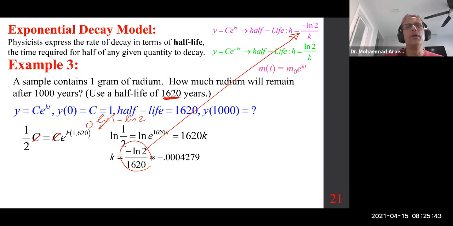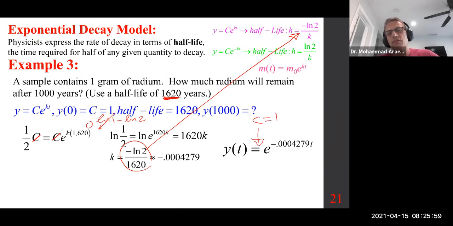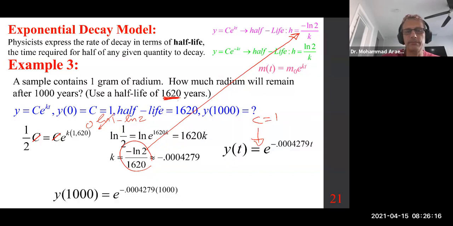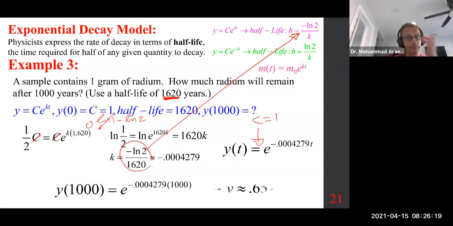So how much do we have after 1,000 years? Let's write the formula in general. Remember, we have a c here and c is equal to 1. So we write the formula y of t is equal to the initial value, which is 1, e to the power of negative 0.0004279 t. Replace the t with 1,000 and do the math. 0.652 grams.